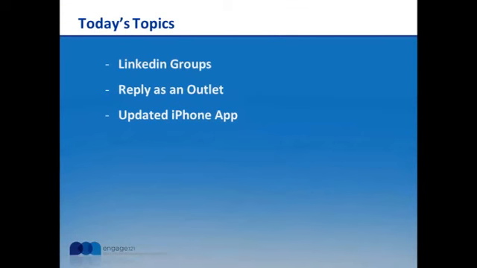So not a whole lot to go through today. There is a lot with LinkedIn groups. We're working to cover everything that they make available through their API. It's still fairly limited at this point, but we are accommodating everything that we can there. Again, the reply as outlet will use the existing permission structure. So if you are set up where your outlets need to approve your post before they go out, it will stay that way. If they do not need to approve it, you'll be able to post directly as the outlet and comment on any of those wall posts. And then the updated iPhone app is available and ready today.